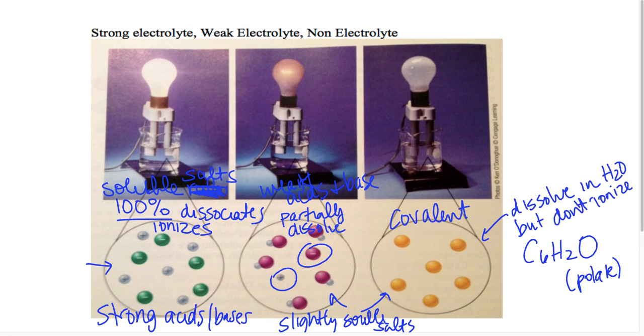So it too has a partially positive and partially negative end. So maybe this end is negative and this end is positive, and the water will surround it one way, and the water will flip and surround it the other way. So we can still get dissolving with things that are polar, but they don't break up into ions, so we can't run electrons through this, so this light bulb won't turn on at all. All right, and again, we're going to actually see this in action on Wednesday.